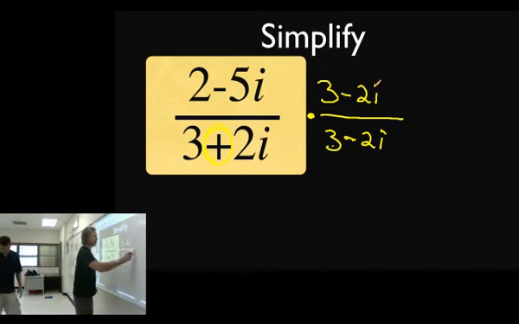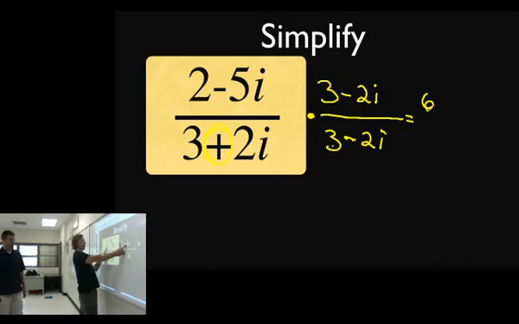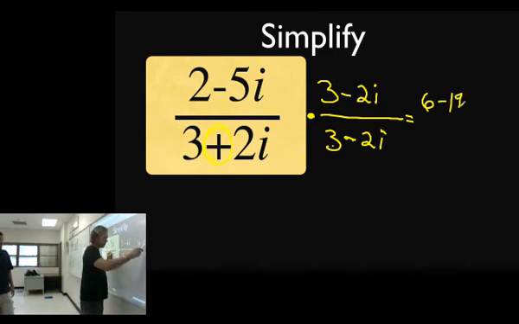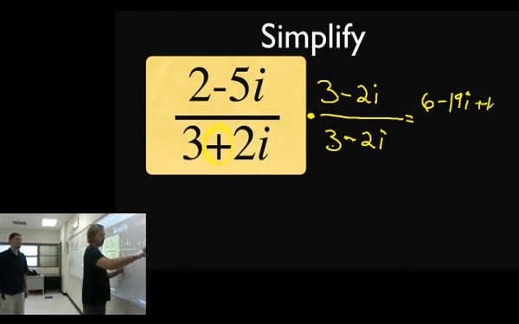All right, and Mr. Creswell taught you how to FOIL, so we're going to FOIL rather fast. 2 times 3 is 6. Outer times outer is negative 4i, minus 15i. What's negative 4i minus 15i? Negative 19i. And then last times last is going to be positive 10i squared.